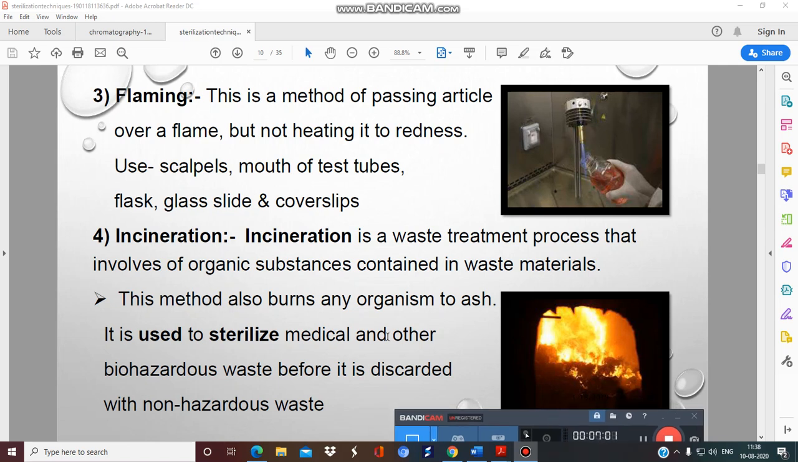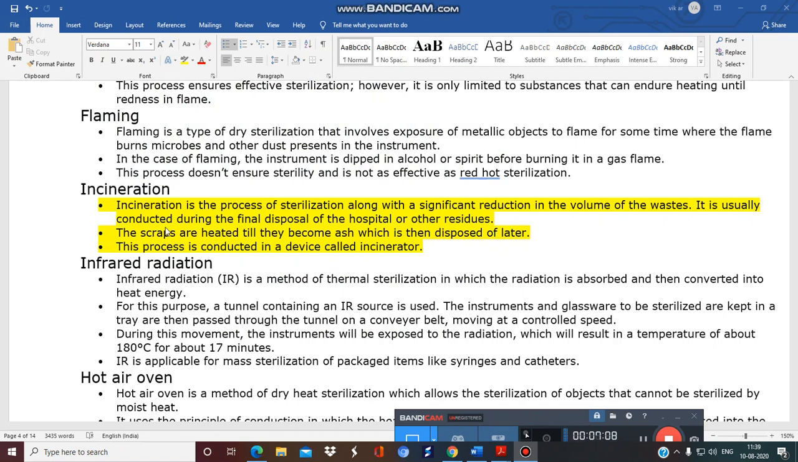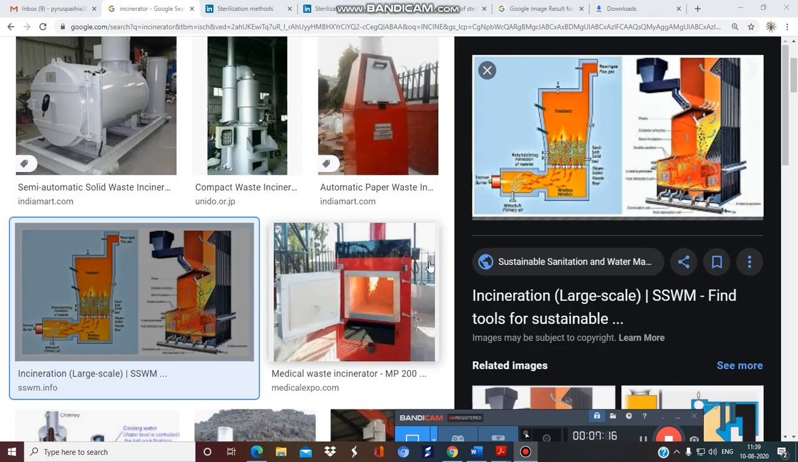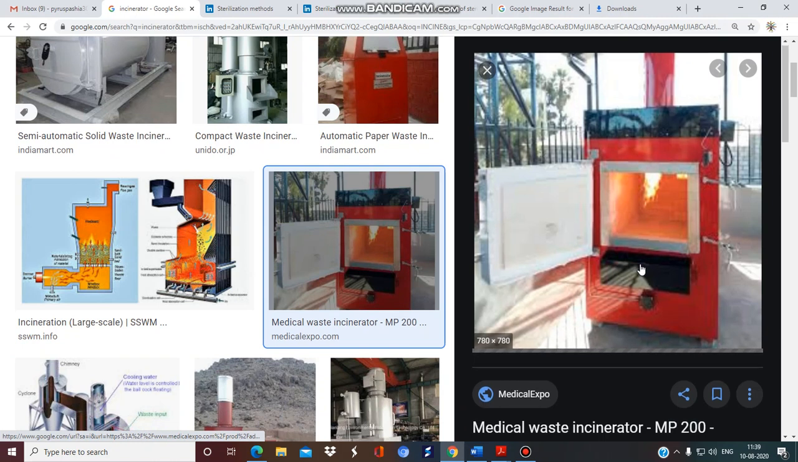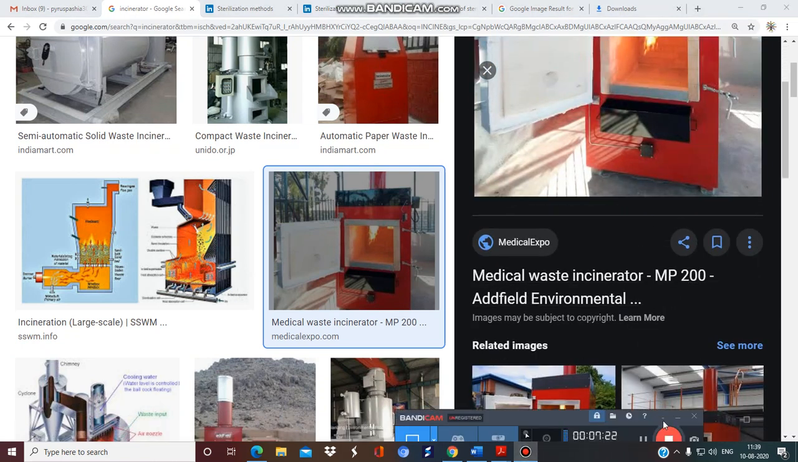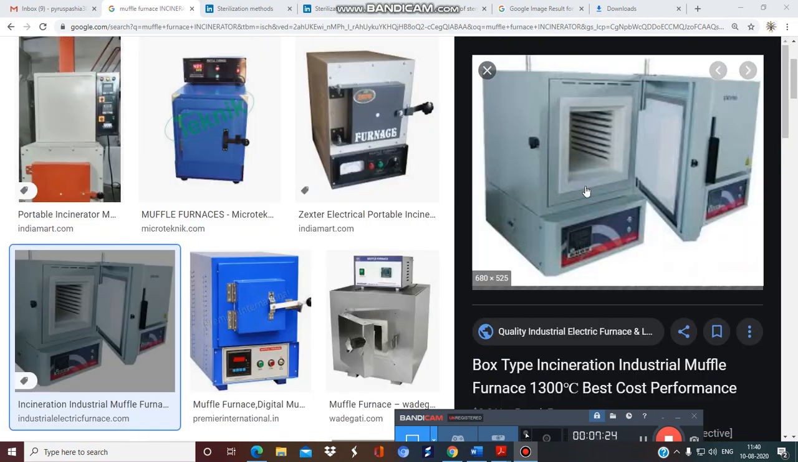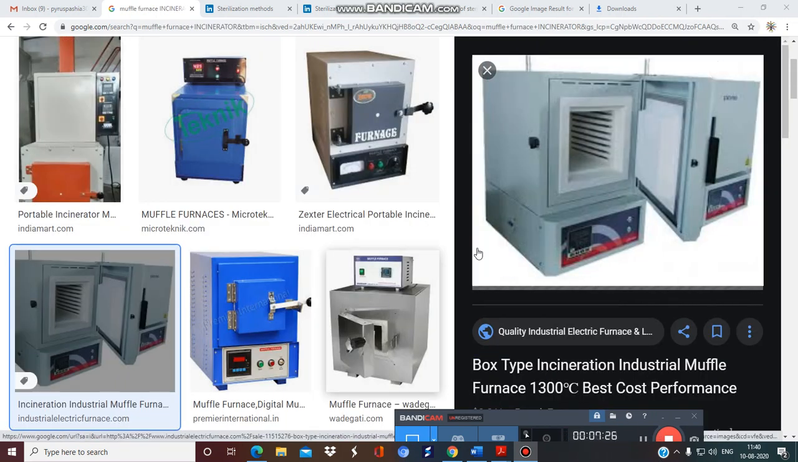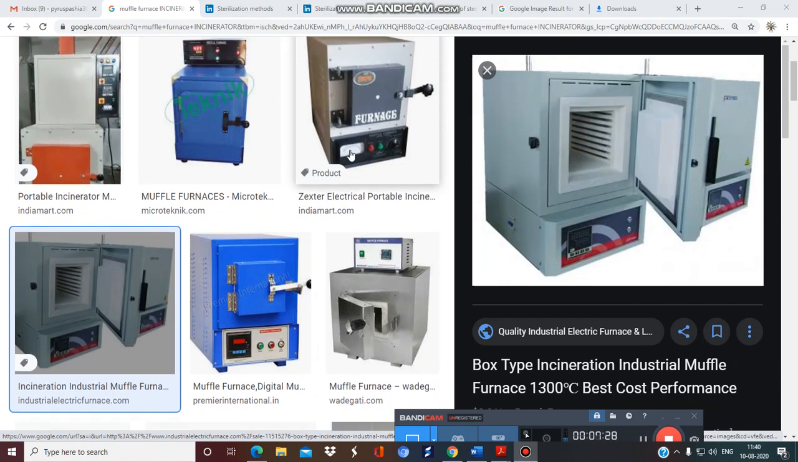Next, again very important, is the incineration method. In this process of sterilization we use an apparatus known as the incinerator. You see the image of an industrially used incinerator. These are the incinerators that we use in industry, but this type of incinerator is also used in our laboratory, like the muffle furnace. So this is the incinerator that we use in the laboratory.